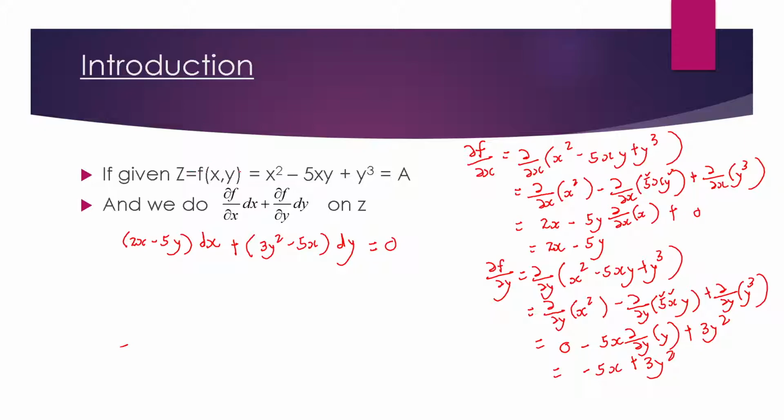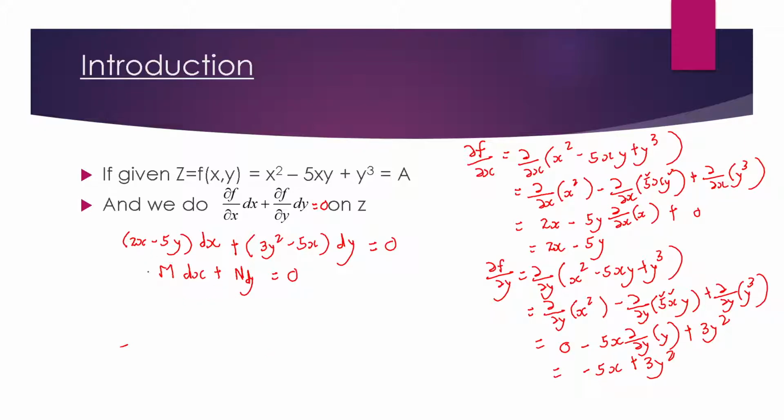So from z equal to f(x, y) equal to a, if we do the total differential, del f del x dx plus del f del y dy, and we let it equal to 0, we get this differential equation, where we can denote, let's say, M dx plus N dy equal to 0. We have this form, M dx plus N dy equal to 0.